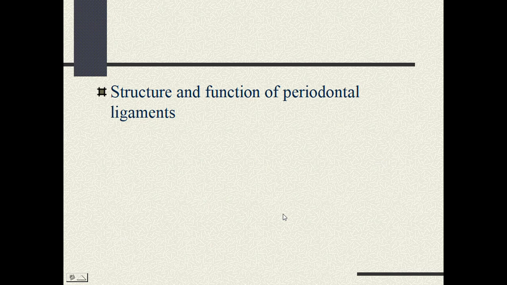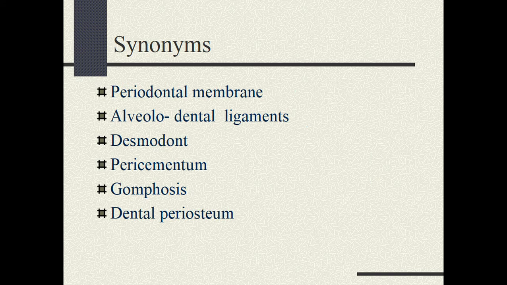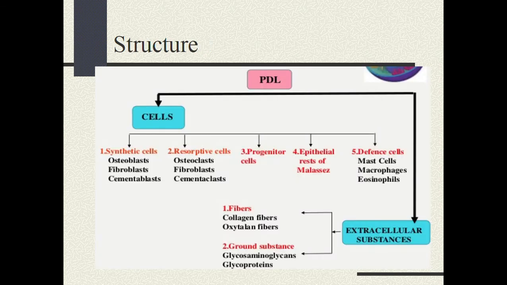Now, structure and function of the periodontal ligament. Definition: the periodontal ligament is a connective tissue that surrounds the root and connects it to the bone. It is continuous with the connective tissue of the gingiva and communicates with the marrow space through vascular channels in the bone. Synonyms are given here on the screen, like gomphosis and desmodont.